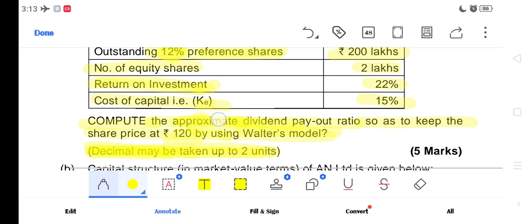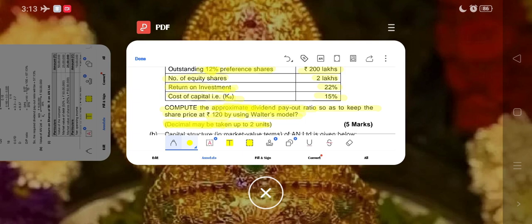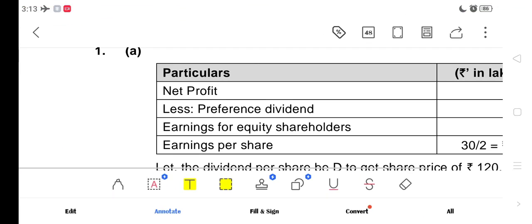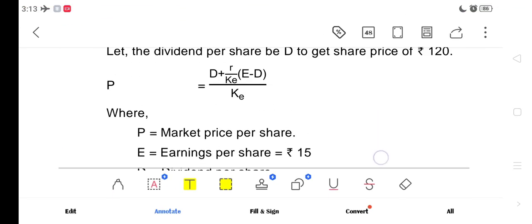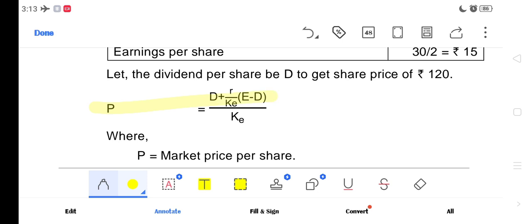They are asking for the approximate dividend payout using Walter's model. Try to remember the Walter's model formula, guys. This is the formula. Please remember the formulas, read them thoroughly, and you'll do your best in the exams. Formulas have a really key role. So what is Walter's model? Price, P, which is the market price. P equals D plus R by KE into E minus D, by KE, right?